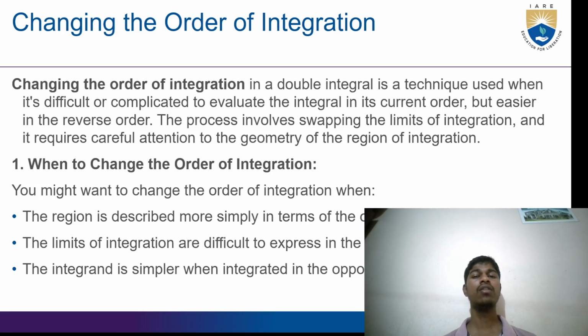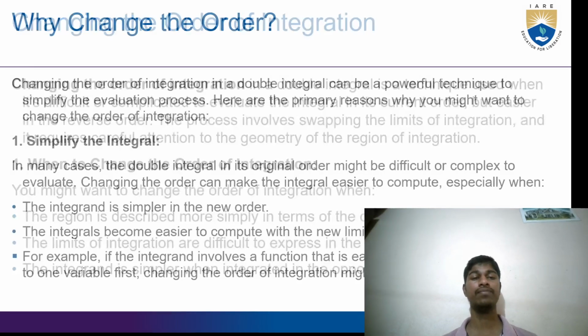Changing the order of integration. Changing the order of integration in a double integral is a technique used when it is difficult or complicated to evaluate the integral in its current order, but easier in reverse order. The process involves swapping the limits of integration, and it requires careful attention to the geometry of the region of integration. When to change the order of integration? When the region is described more simply in terms of the other variable, or the limits of integration are difficult to express in the current order.